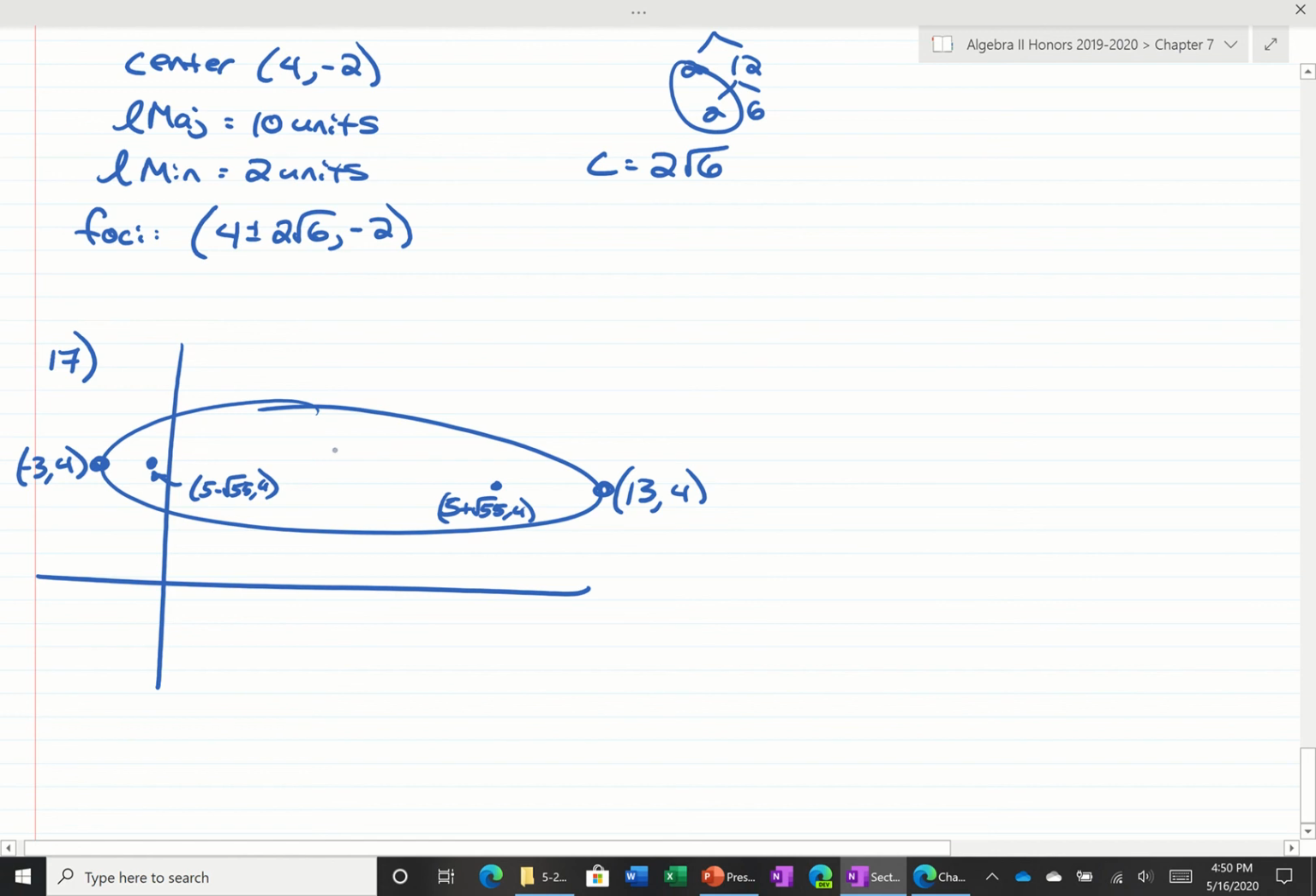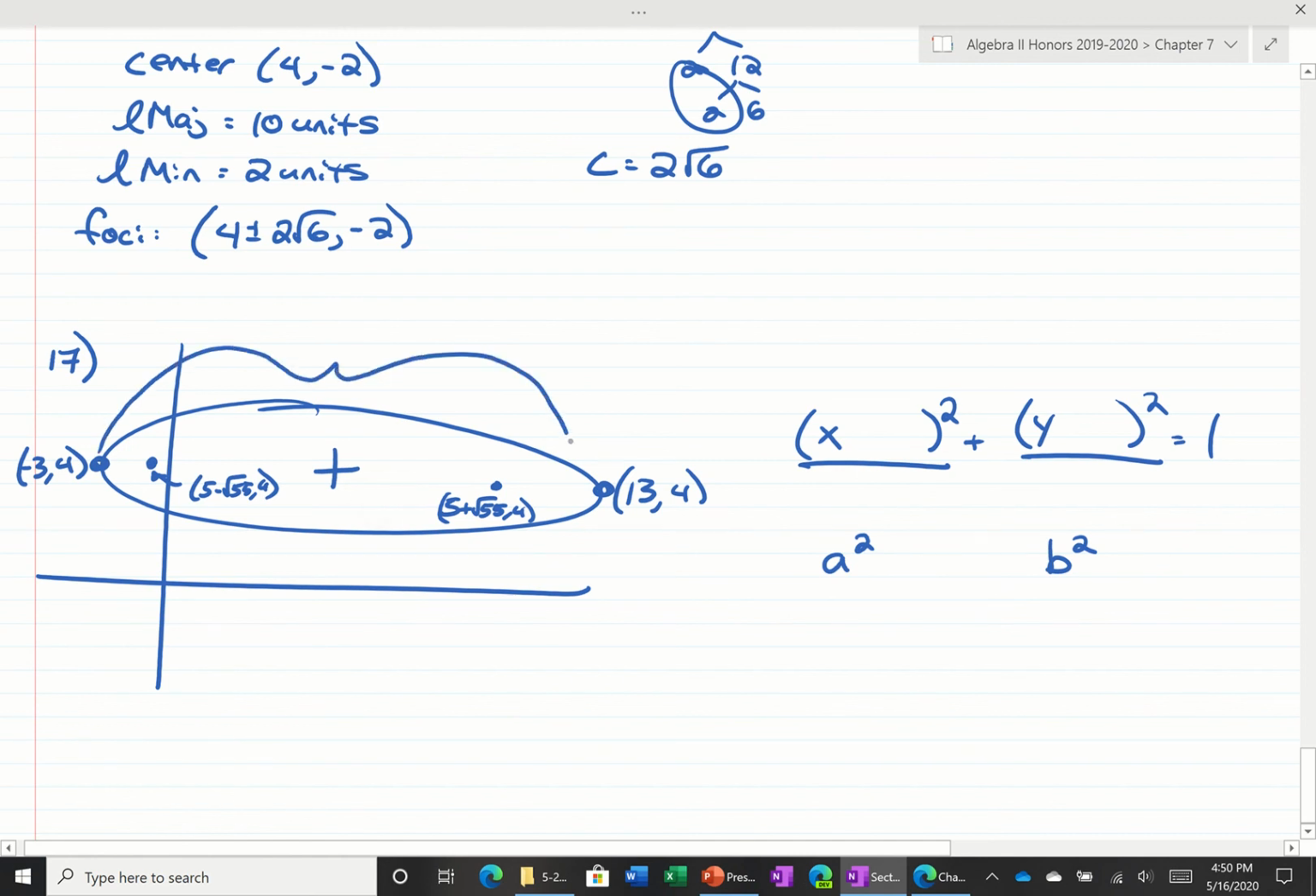So the way this works is we need a center first. Our equation is going to look something like this. Because it's horizontal, our a squared is going to go here, b squared is going to go here. We'll have x and y. So the first thing we have to do is figure out the center, and that would be the midpoint of those two endpoints, or between the two foci. Looks like the y value is 4. And the average of negative 3 and 13: if you add them together, you get 10, divided by 2 would be 5.